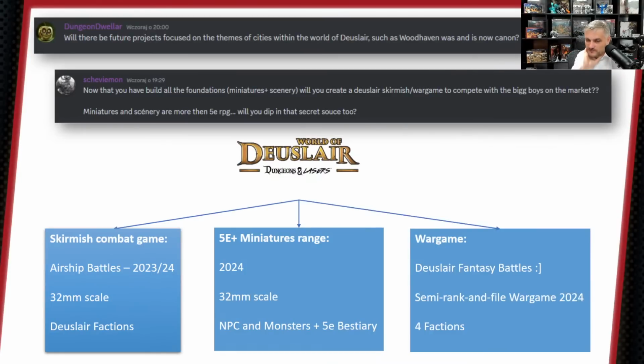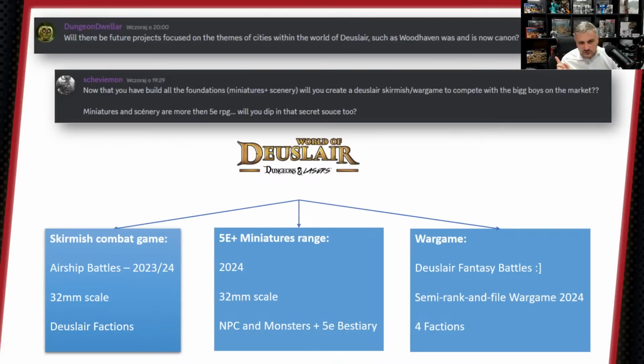And then my favorite one is the wargame. Not quite sure how we're going to be calling it, maybe Deus Fantasy Battles. But it's a semi-rank and file wargame, also planned for 2024, starting with 4 factions, and all the factions will basically be Deus factions. We want to make this wargame very, very unique in terms of theme and look. It needs to be different from any other games currently available on the market.